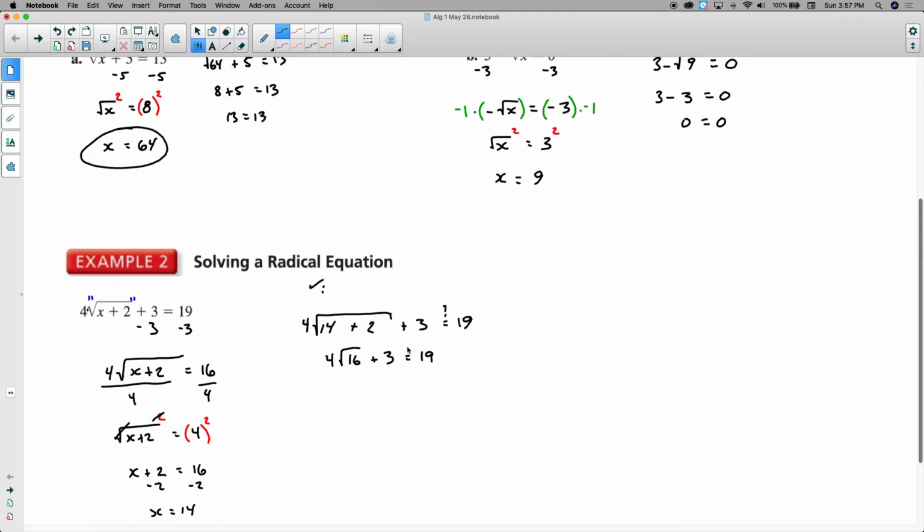I suppose this is a question mark there. And the square root of 16 is 4. And that's 16 plus 3, which is 19. And oh yeah, it equals 19, like it's supposed to. So there you go, checks off. Perfect.